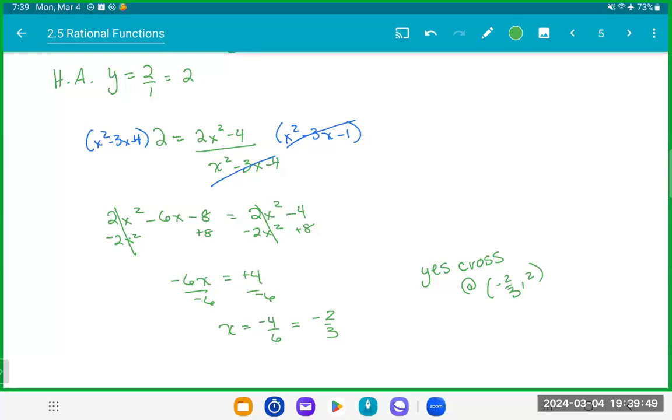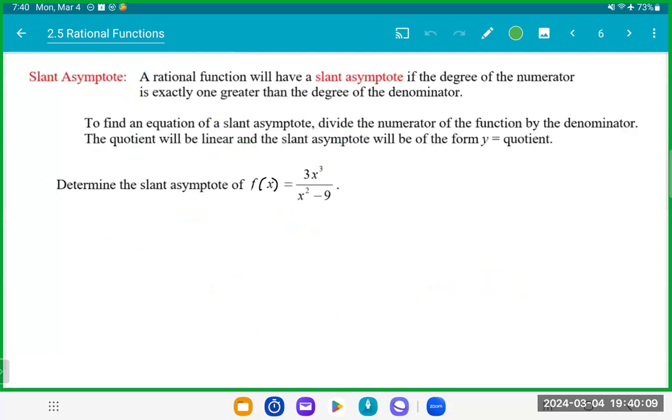Okay. And on your exam, you probably won't have one where it asks you where does it cross. It'll just be what is your x and what are your horizontal and vertical asymptotes. Okay. We have another kind of asymptote though. That is what we call a slant asymptote.